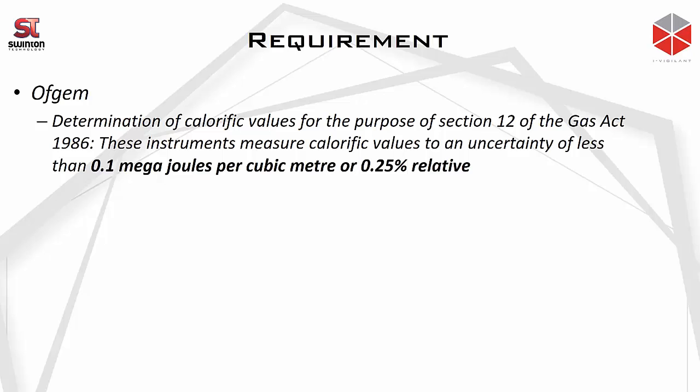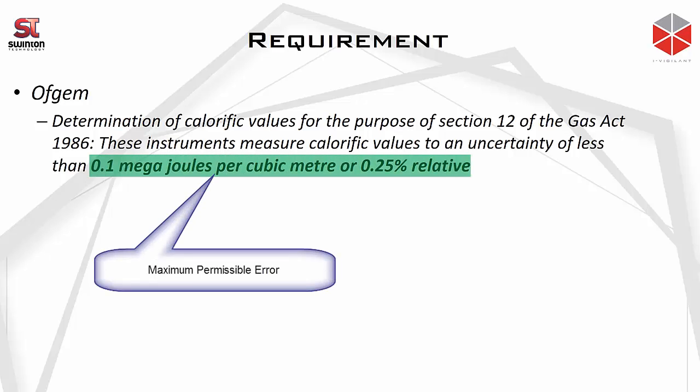Now, I would like to highlight the value here. 0.1 megajoules per cubic meter is basically what we call the maximum permissible error. So if the error on the GC goes beyond that, we should not use this GC for the measurement. But what we have been saying all this time, when we analyze a lot of GC data, is that the GC is capable of much, much better than 0.25% uncertainty. In a lot of cases, we actually see that the GC uncertainty is pretty close to around 0.12% uncertainty.